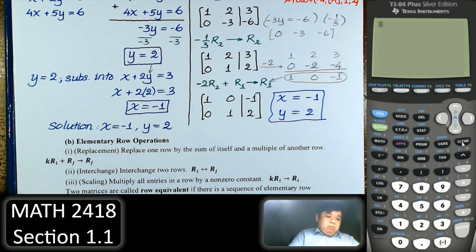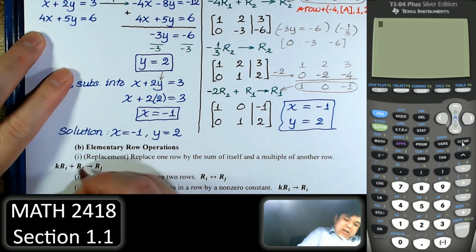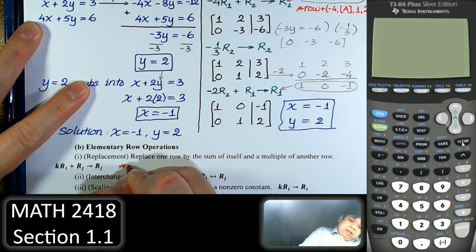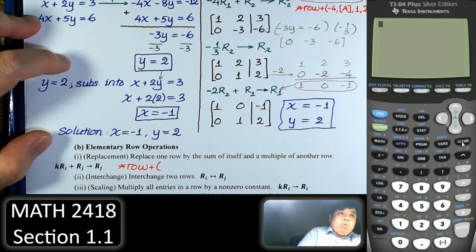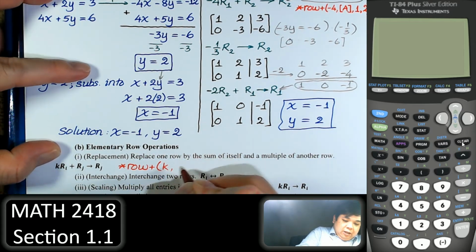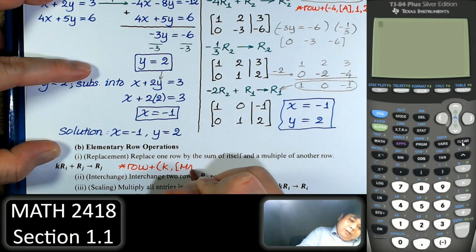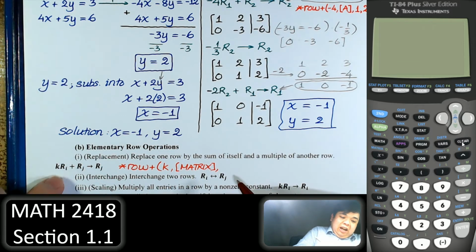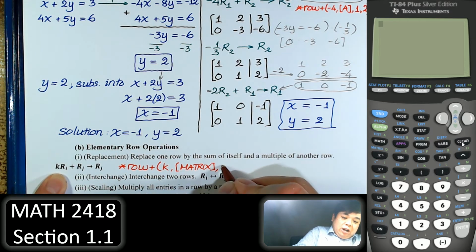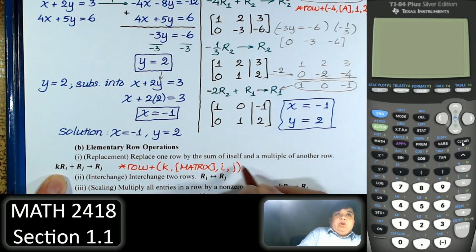So equivalent to this operation, this is going to be multiply a row and then add. So we multiply by k to the matrix. This is just the syntax of multiply k to row i and add and replace to row j. So on the calculator, we're going to enter that.